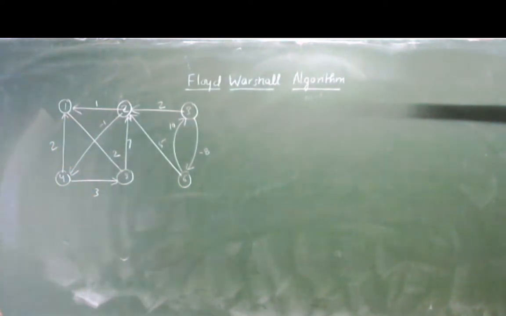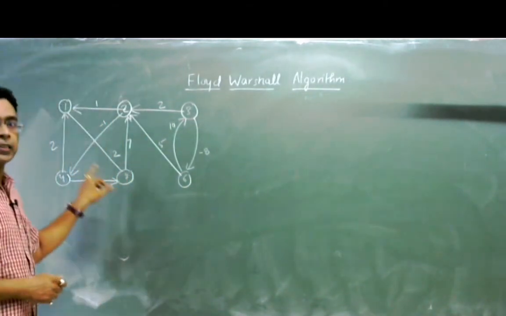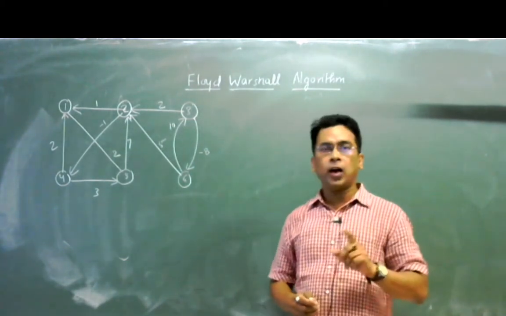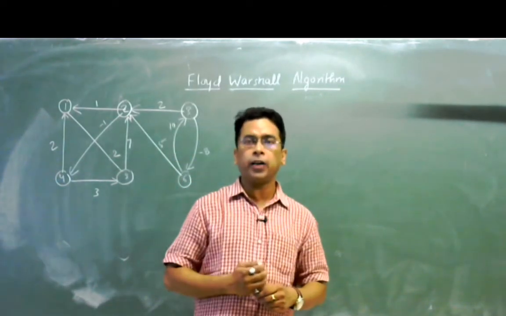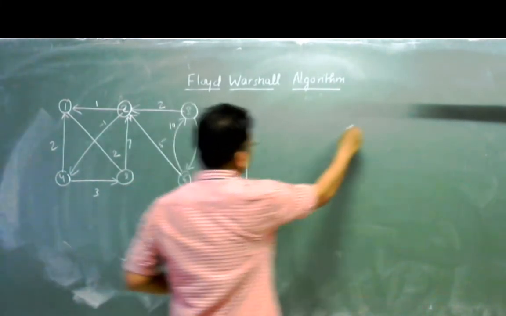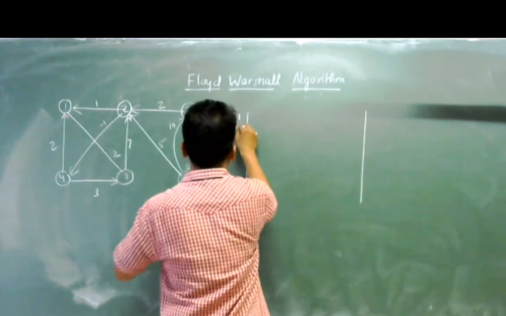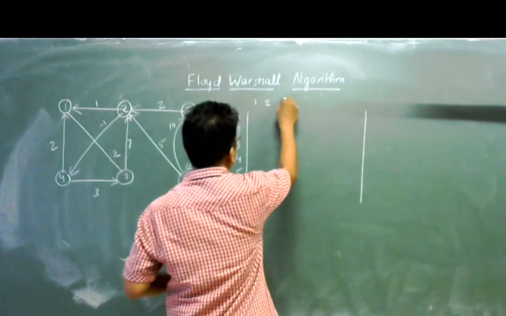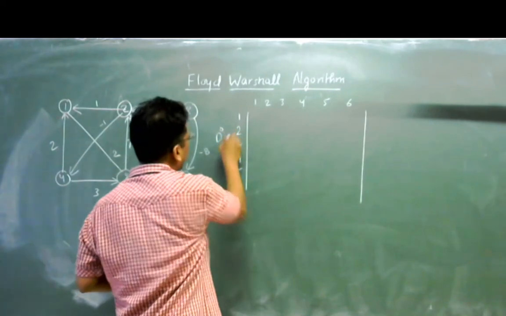So here I have drawn a graph. Now I shall draw a D matrix for this graph. First I shall draw the D0 matrix. The D0 matrix will be like this: there are 6 nodes, so it would be of size 6 by 6, with 1, 2, 3, 4, 5, 6. This is the D0 matrix or direct matrix.